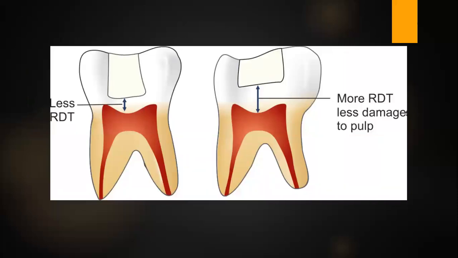Less remaining dentin thickness means more damage to the pulp, and more remaining dentin thickness produces less damage to the pulp. This is a diagrammatic representation. Remaining dentin thickness is the dentin present between the floor of the cavity and the pulp chamber. Here it is less, and here it is comparatively more. Thereby, pulp protection will be more in these cases, where the remaining dentin thickness is more.